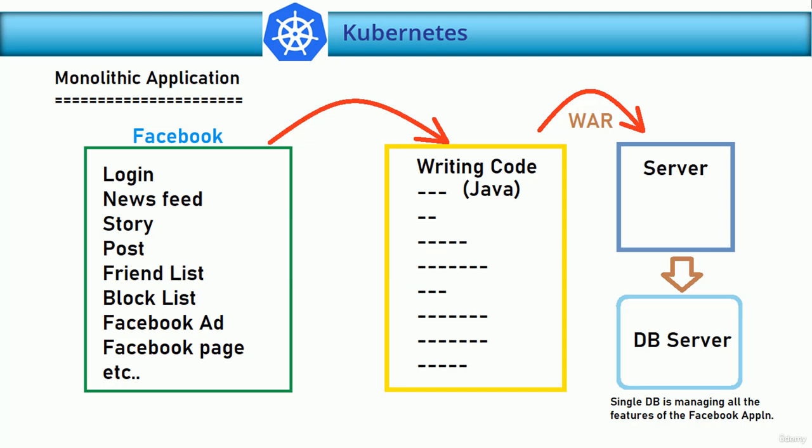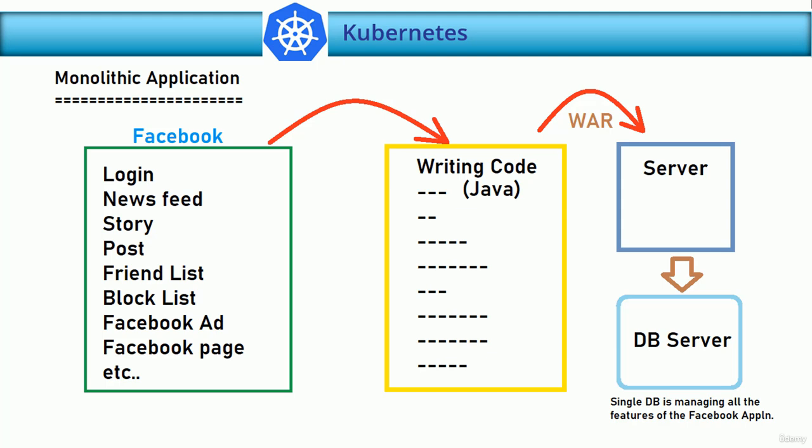Now, your developer will first choose what language to use to develop this application, which has a number of features. Suppose they have chosen the Java language. So what will happen here? Your developer will first write the code for the login of Facebook, and then write the code for the news feed, story, post, and friend list. In this way, your developer will write a single code for all the features of your application.